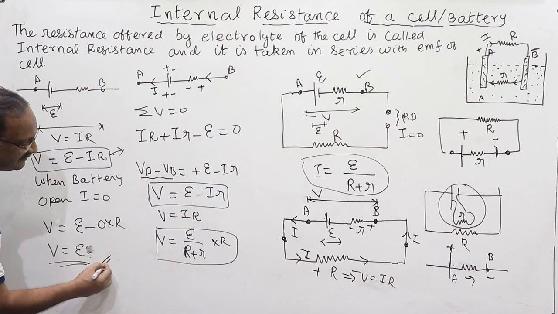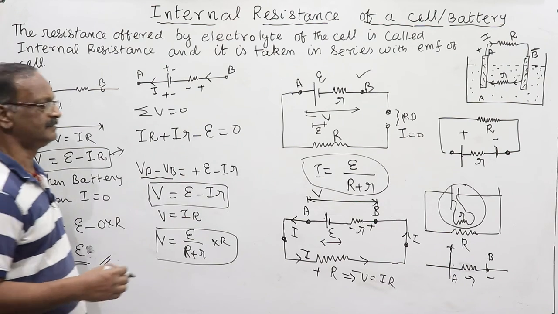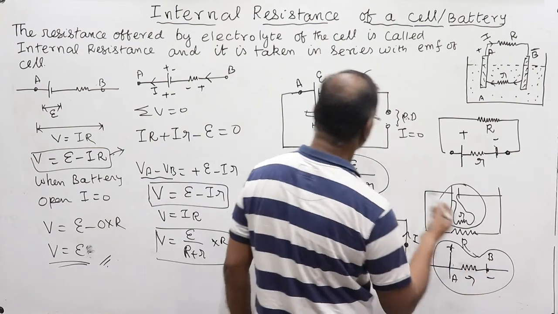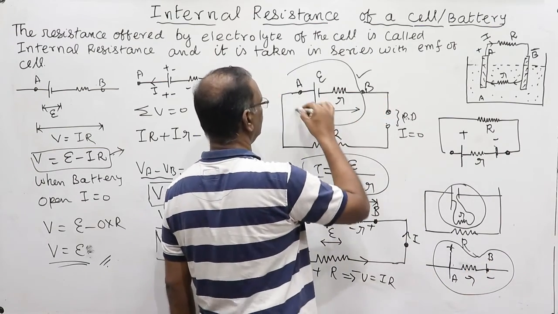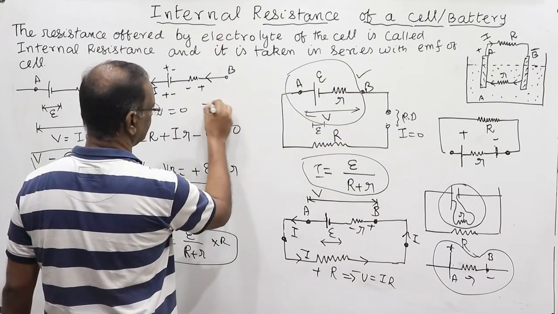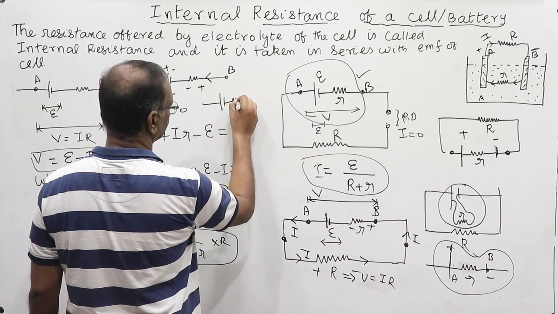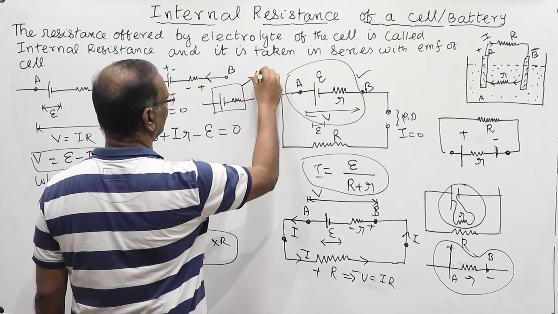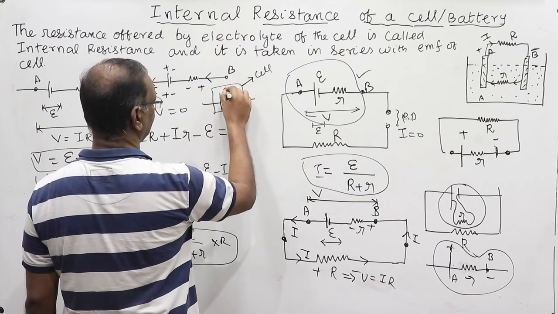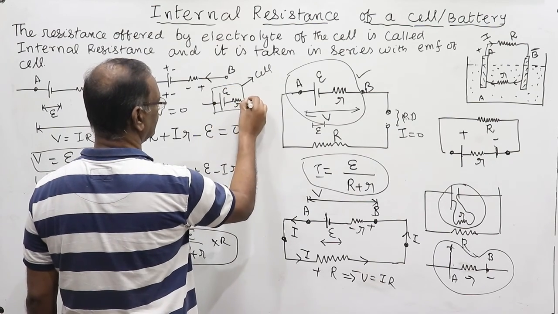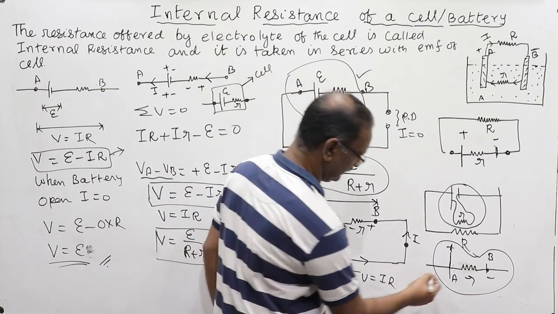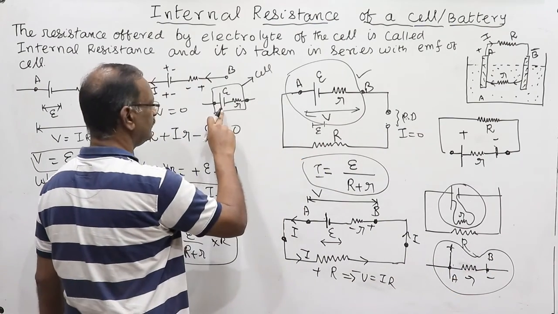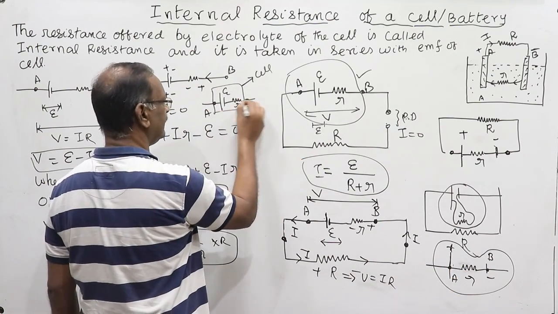This is how we represent the internal resistance. This is a point we have to know. Actually it is like this, but in the pictorial representation we represent it like this. It should be like this: this is the cell with the internal resistance, and this is one terminal, this is another terminal. This is A and B. We take it outside and represent it here. This is one terminal and this is considered the other terminal.